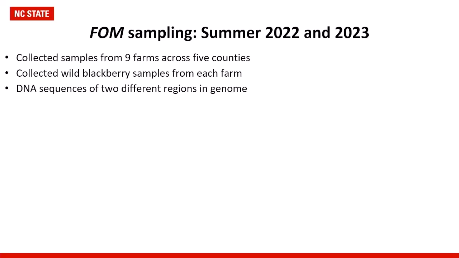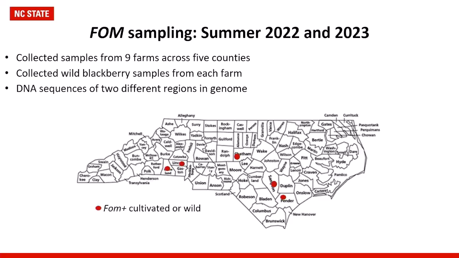Okay, so we collected samples from 9 farms across 5 counties in the state, and wild blackberries from each of the farms. Then we looked at 2 different regions within the genome, 2 different loci, that had been done in California, so we already had reference sequences to compare to. These were the positive hits, as you can see here: Pender County, Sampson and Chatham, so central to the east, and then here in the foothills as well, in the Lincoln-Cleveland County area. Okay, so those were where we had positive hits.